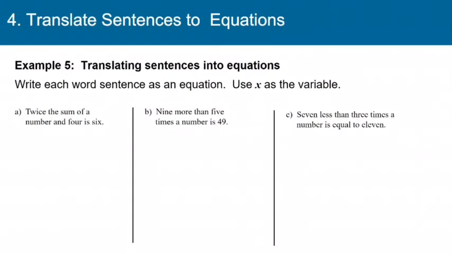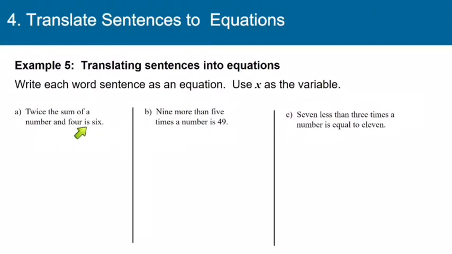And now we come to our next objective, which is translating sentences into equations. This is similar to when we translated phrases into algebraic expressions. It's just that this time we will get an equation instead of just an expression. It says write each word sentence as an equation. Use x as the variable. So part A says twice the sum of a number and 4 is 6.